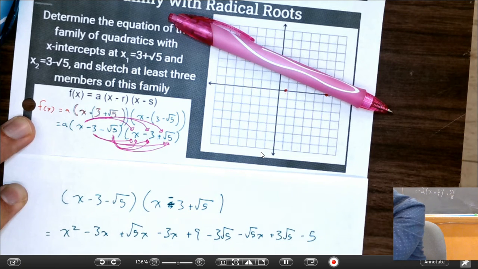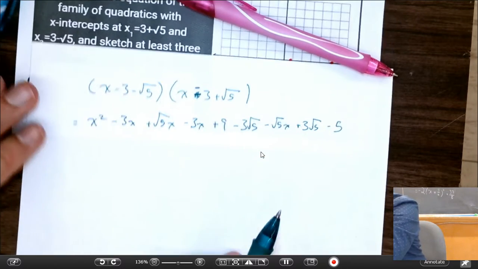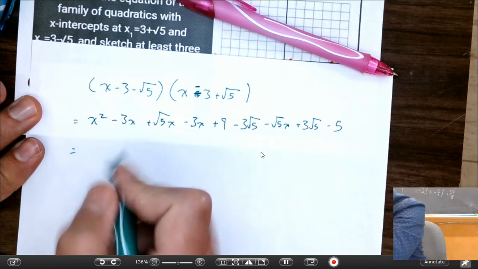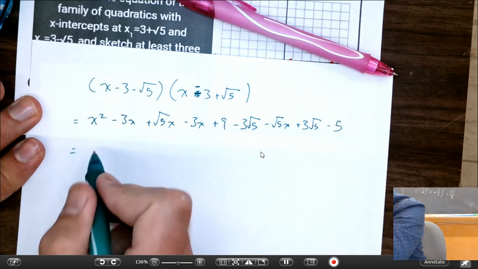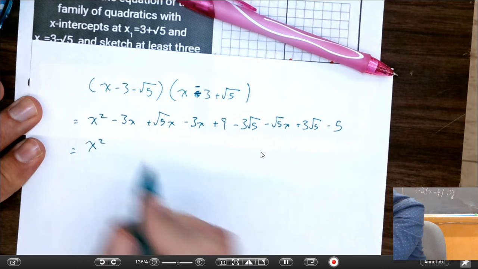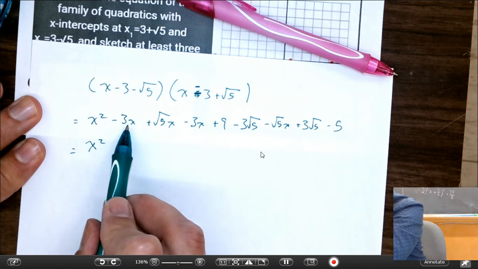Okay. Now I have all my 9 terms. Count them: 1, 2, 3, 4, 5, 6, 7, 8, 9. Now I get to collect my like terms. X times x, so there I have x squared. It's my only x squared term.